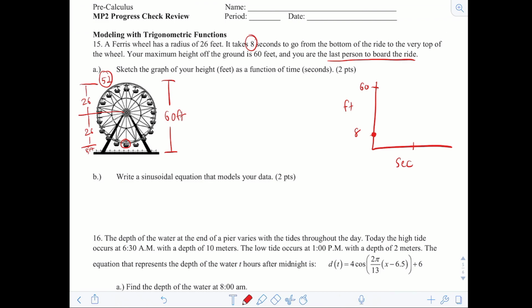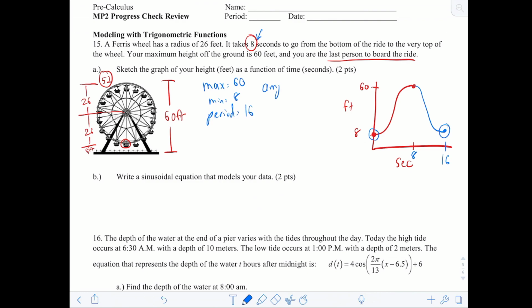And then some time will pass and then you'll end up getting to the highest point in a sinusoidal curve. Now they also say that it takes 8 seconds to go from the bottom of the ride to the top. So that would be 8 seconds. And then to get back down, it will take 16 seconds. So let's write down all the values that we know. So the maximum, 60. Minimum, 8. Period. So how long does it take to go from the bottom to the bottom? And that would be 16.